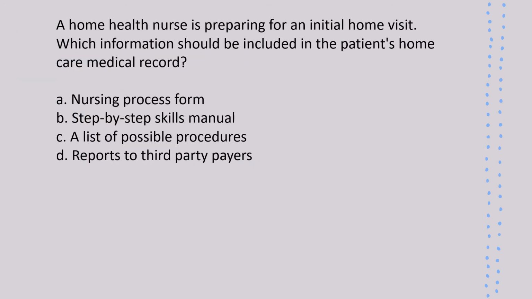A home health nurse is preparing for an initial home visit. Which information should be included in the patient's home care medical record? A. Nursing process form. B. Step-by-step skills manual. C. A list of possible procedures. D. Reports to third-party payers.